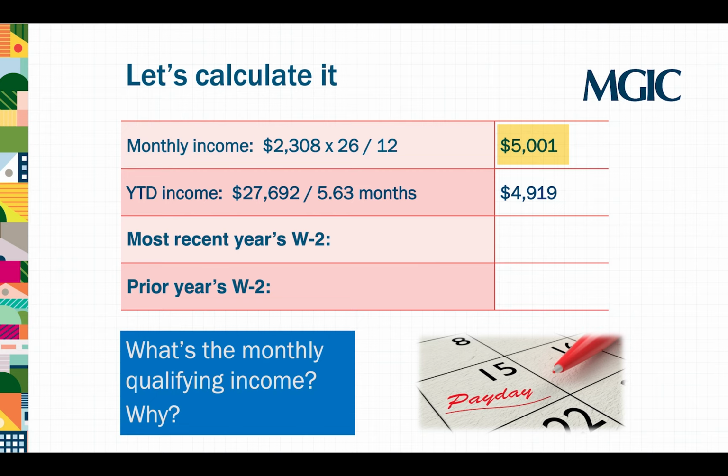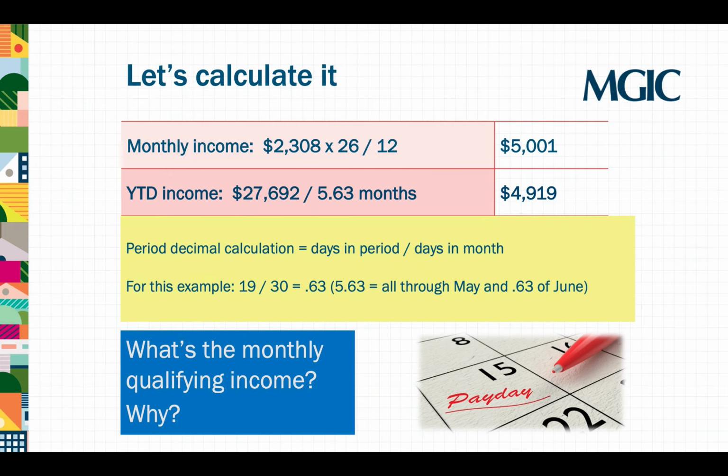Her year-to-date average would have been calculated as 27,692 divided by 5.63 equals 4,919. Where did the 5.63 come from? This is the period decimal calculation, which is the days in the period divided by the days in the month. For this example, it would be 19 divided by 30 equals 0.63. So we have all of May and 0.63 of June.